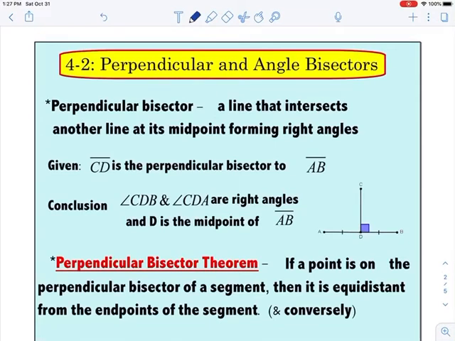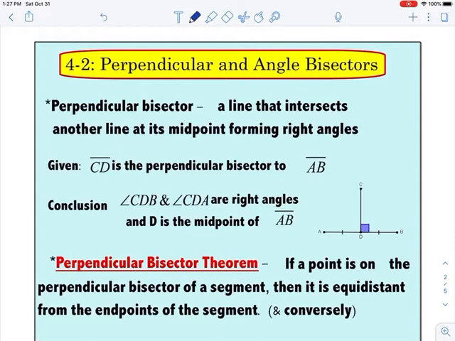So the goal of today is to do section 4.2, and 4.2 is perpendicular and angle bisectors. Okay, and again, keep in mind that there is no quiz in this chapter. So a perpendicular bisector is a line that intersects another line at its midpoint, forming right angles.